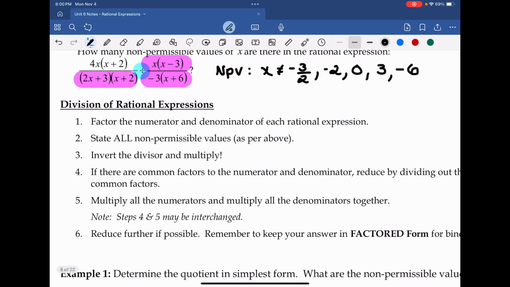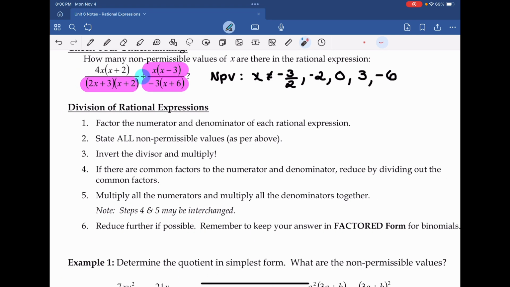Okay, now for this one, the division of rational expressions. First and foremost, factor, just like we've done before. Factor the numerator, denominator, make sure they're simplified in factored form. State all the non-permissible values. That must be done right away. Before you do any sort of cancellations or any other operations, double check the non-permissible values. Insert the divisor and multiply. So what we can do is we can do our kiss and flip rule or the kiss and reciprocal rule. Change it to multiplication, do the reciprocal of the fraction.